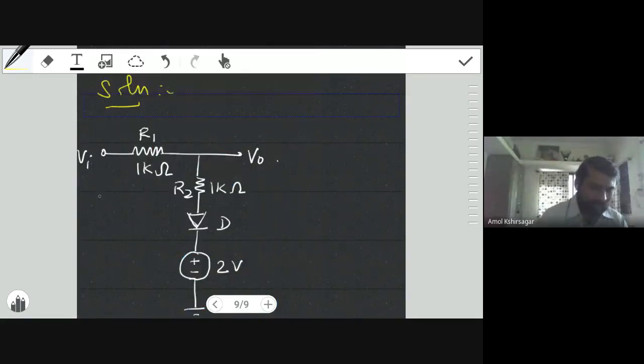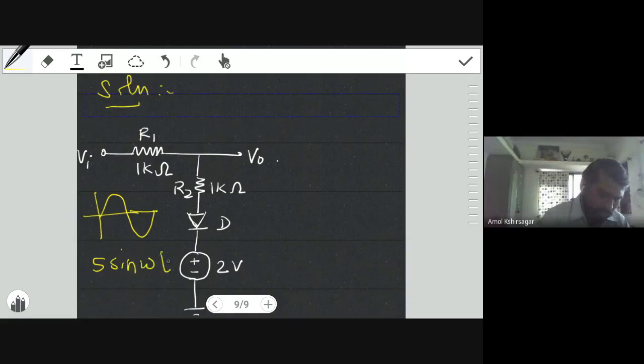So here, as you can see, the input is given. The input was given as 5 sine omega t. So input is a sine wave which is having an amplitude of 5 sine omega t. So this amplitude is maximum 5 volt and minimum minus 5 volt. This is voltage with respect to time.